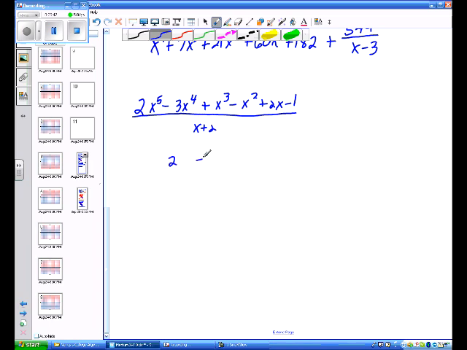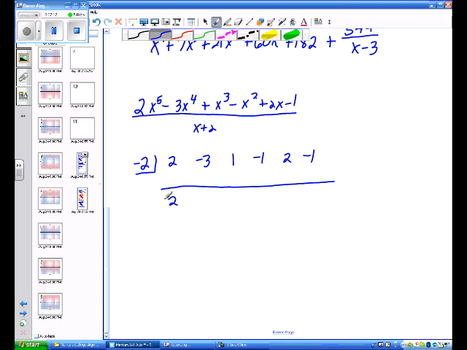So we would write down our coefficients: 2, -3, 1, -1, 2, -1. Notice we had 5, 4, 3, 2, 1, constant. So we didn't have to put any zeros in there. Our divisor is going to be -2. We leave a space and draw a line. We bring down that first number.